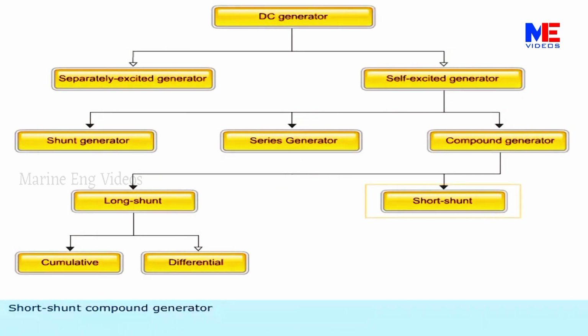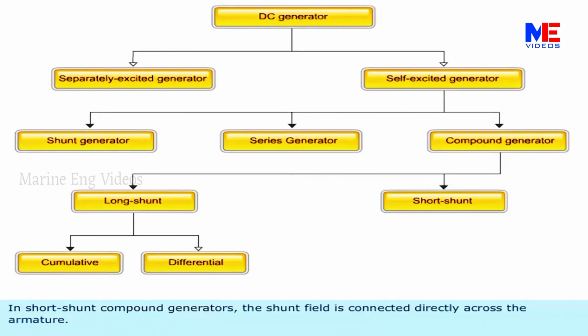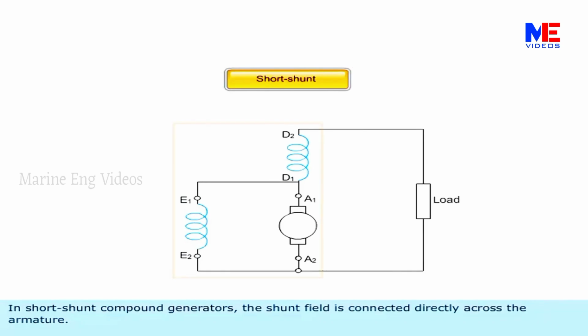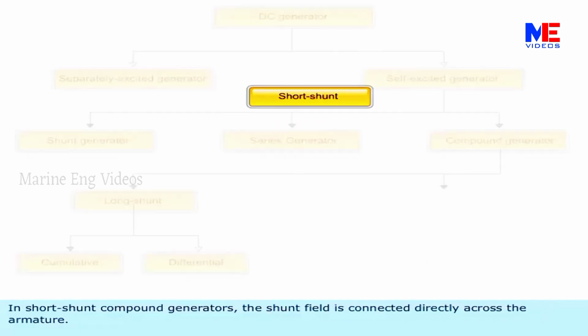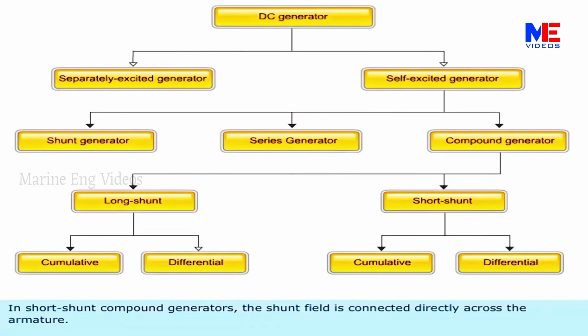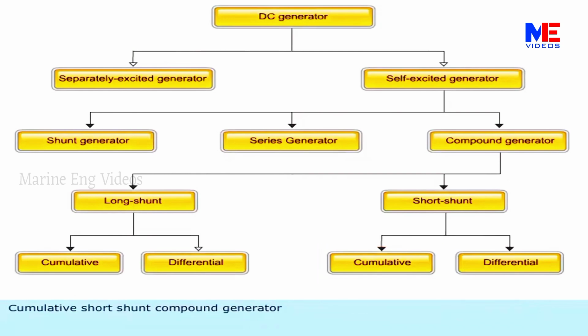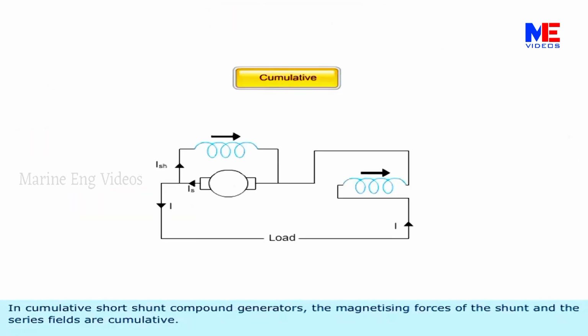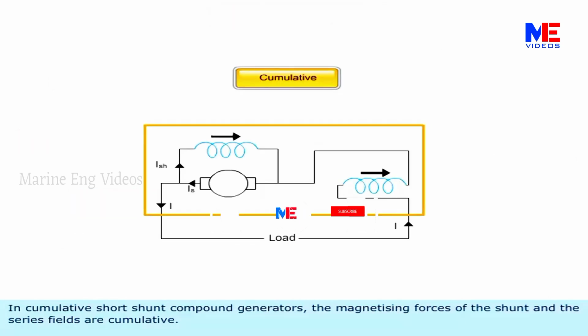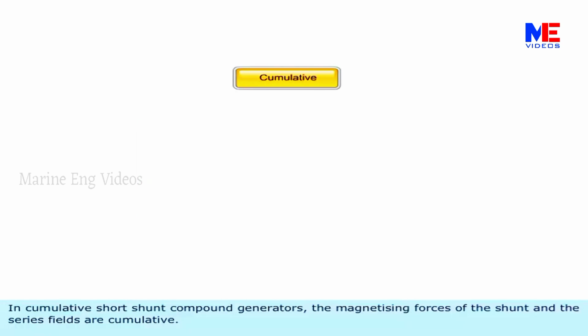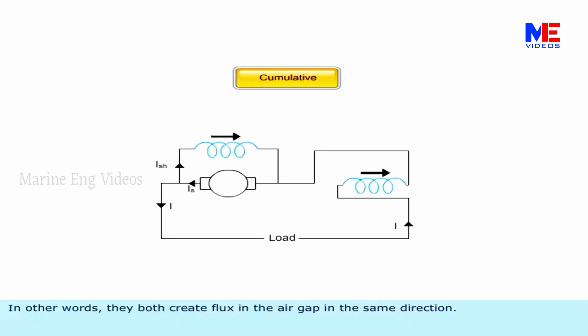Short shunt compound generator. In short shunt compound generators, the shunt field is connected directly across the armature. Cumulative short shunt compound generator. In cumulative short shunt compound generators, the magnetism forces of the shunt and the series fields are cumulative. In other words, they both create flux in the air gap in the same direction.